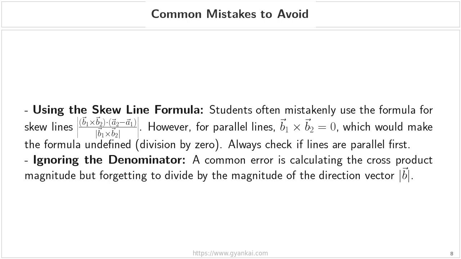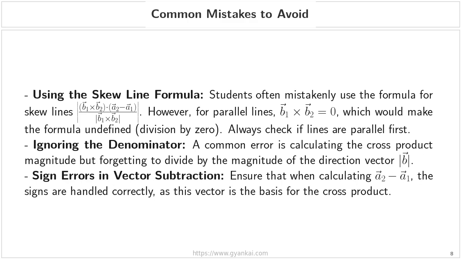Second, watch your denominator. A frequent mistake I see is students successfully calculating the magnitude of the cross product, but then forgetting the final step: dividing by the magnitude of the direction vector, b. Remember, the distance is the height of the parallelogram, so you must divide by the base length.